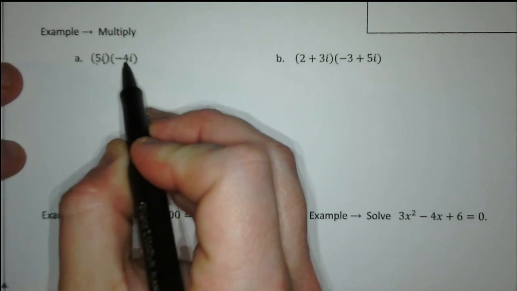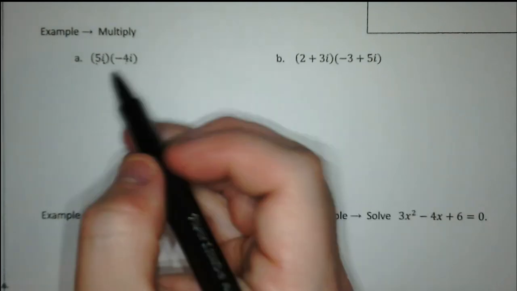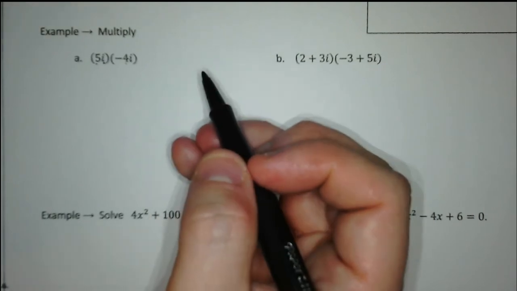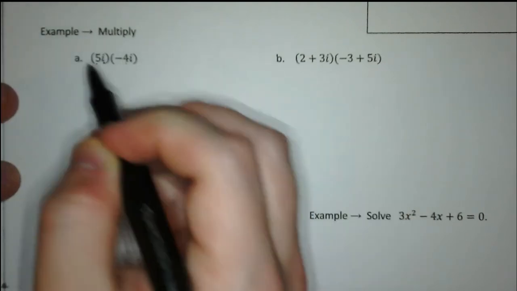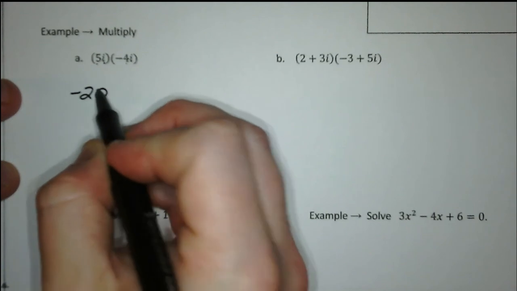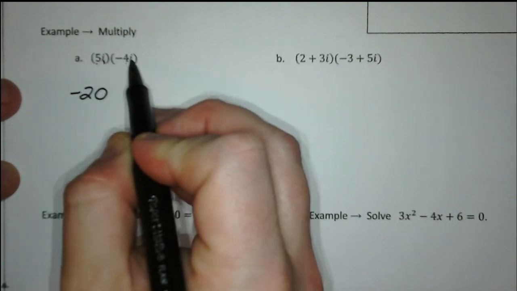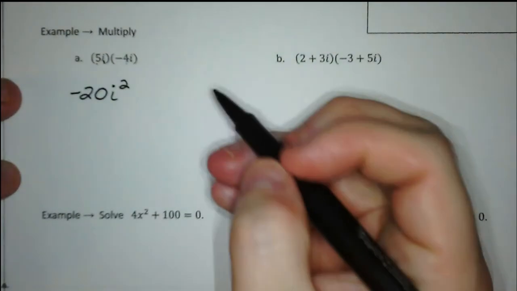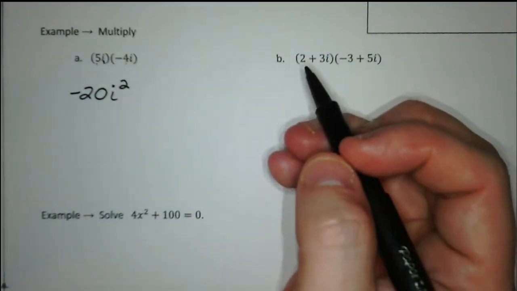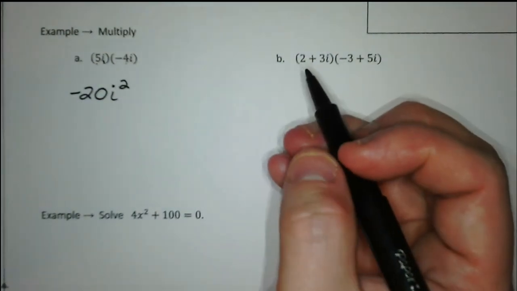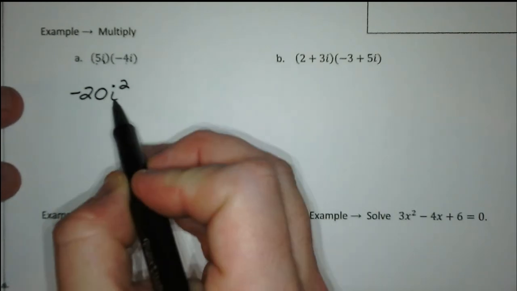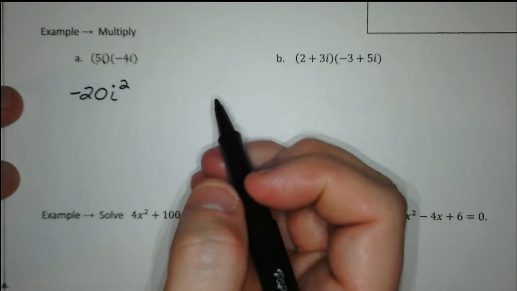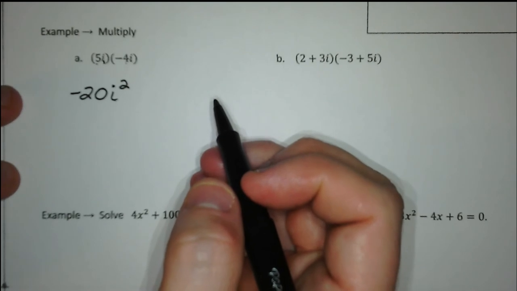5i times negative 4i. It's going to work out probably exactly how you might think. 5 times negative 4 is negative 20, and then i times i is i squared. The only thing I want to at least introduce to you, please pay attention, is that i squared can be worked with. It can be simplified.